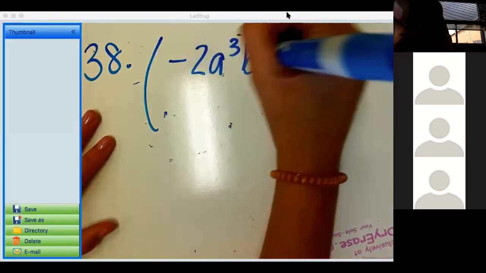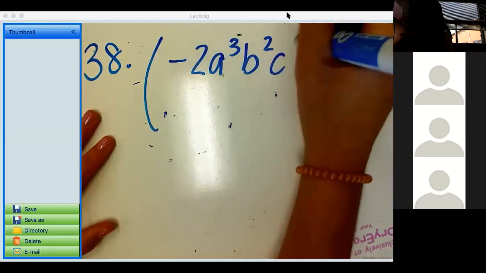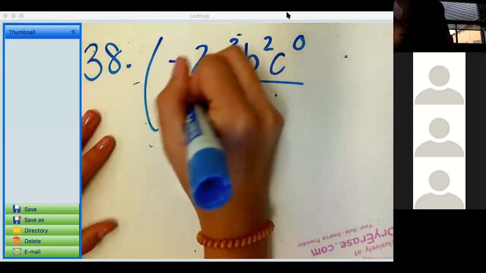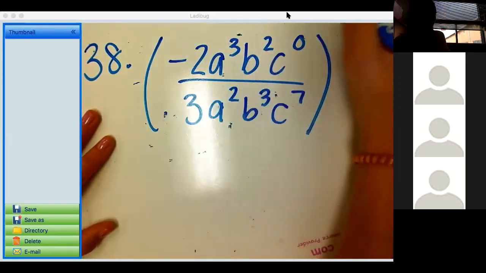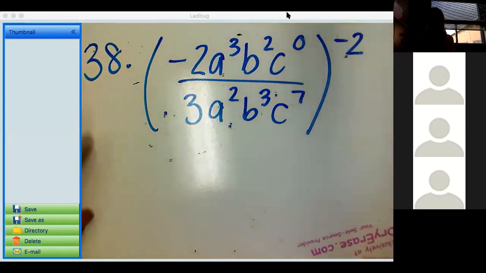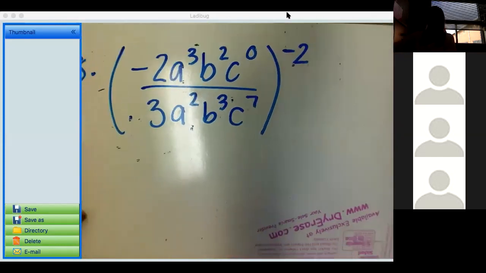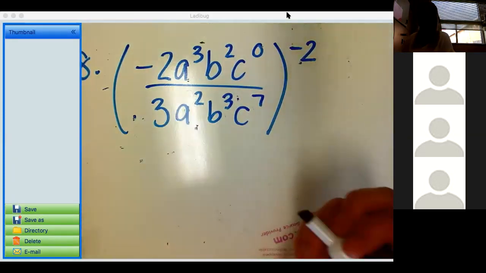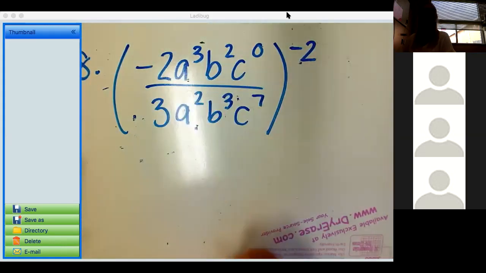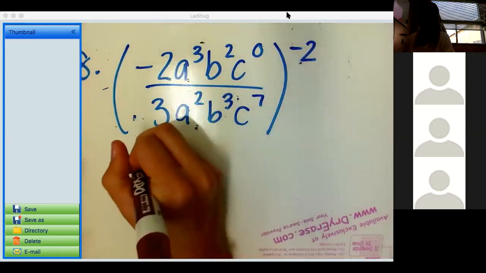-2a to the third, b squared, c to the 0 over 3a squared, b to the third, c to the seventh. And then we will be done and we will move on and we'll take it to the pre-cal level. Don't be scared. Not really. All right, what should we do first? Yeah, you can distribute first if you want. I'm going to simplify the inside because it ends up being one step easier, okay? Can we simplify -2/3? Nope, so I'm going to bring it down.